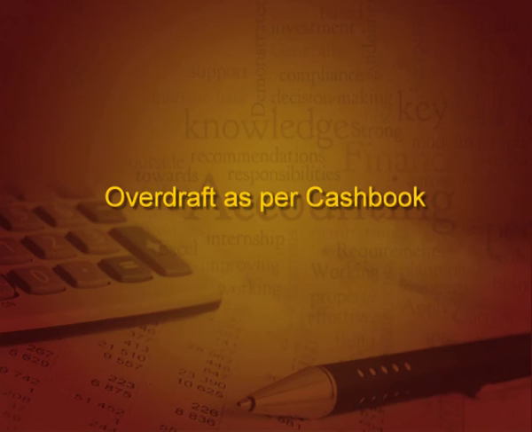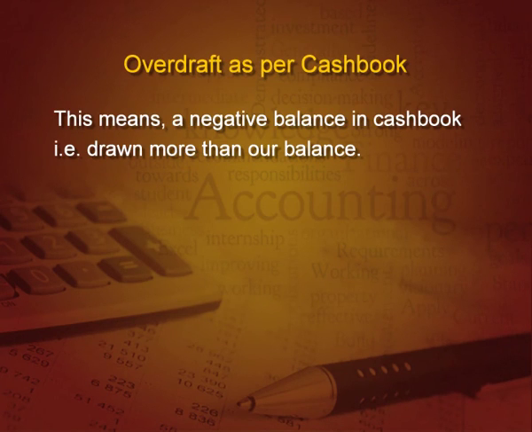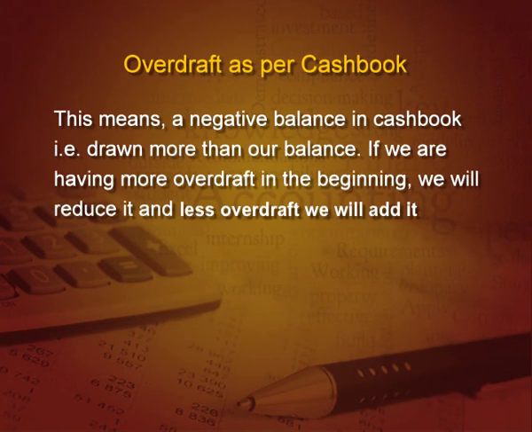Now, we will discuss some more multiple choice questions and fill in the blanks at the end. And for now, we are going to start method number 3, that is overdraft as per cash book. This means a negative balance in the cash book, that is we have drawn more than our balance. Here also we will think in the same fashion as in case of favorable balance. That is, if we are having more overdraft in the beginning, we will reduce it, and if we are having less overdraft, we will add it.